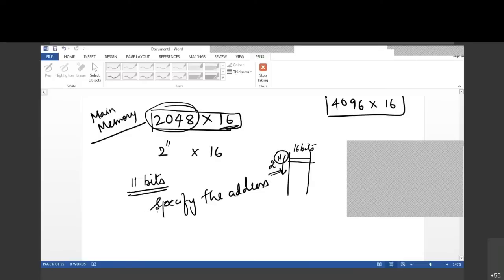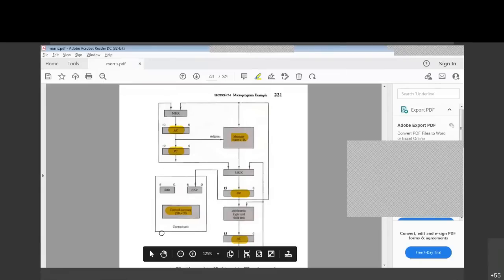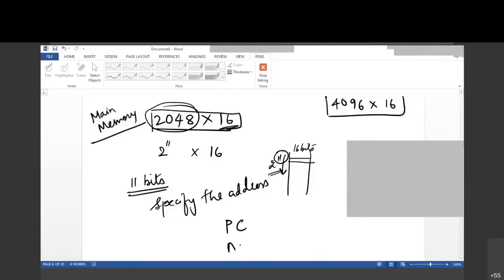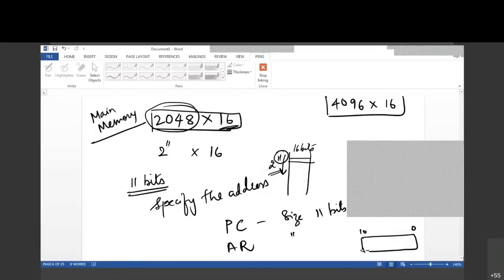Okay, so now when I say that I have 11 bits required for address, what would be the size of this program counter and address register? We know that program counter and address register would be storing addresses, right? So here the size of these two would be 11 bits. And hence in the figure, if you see that here it is mentioned like this, 0 to 10 means 11 bits. Itna clear?